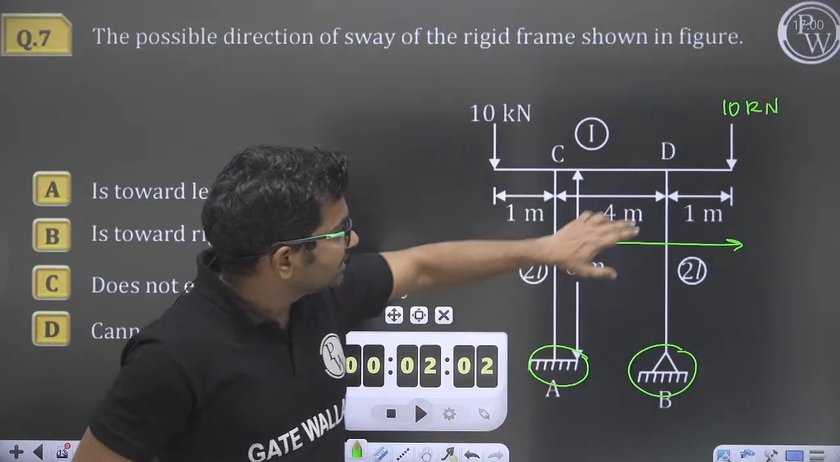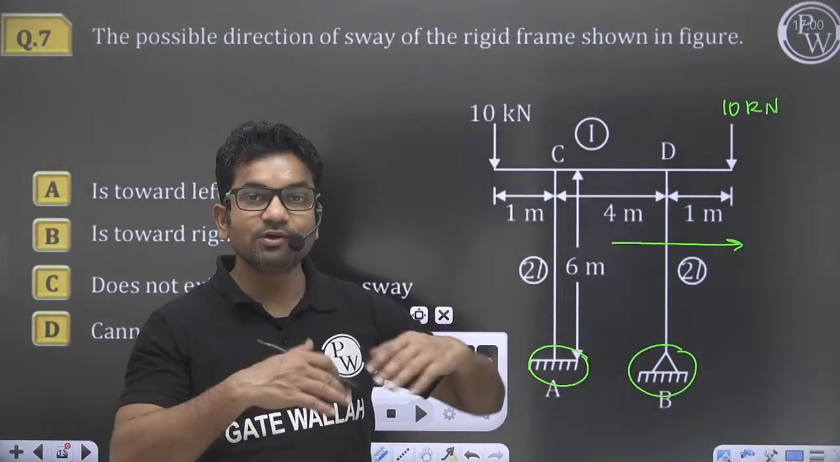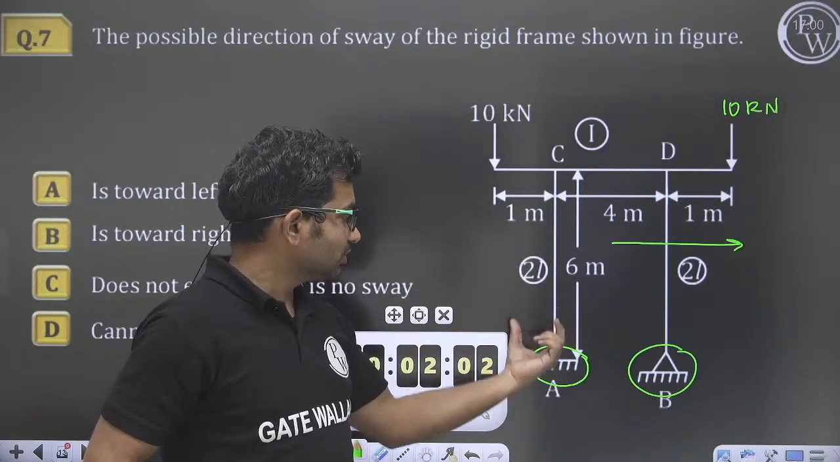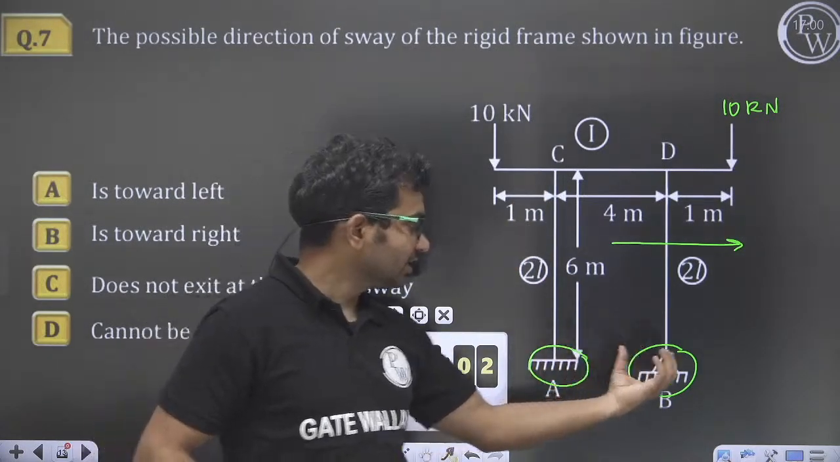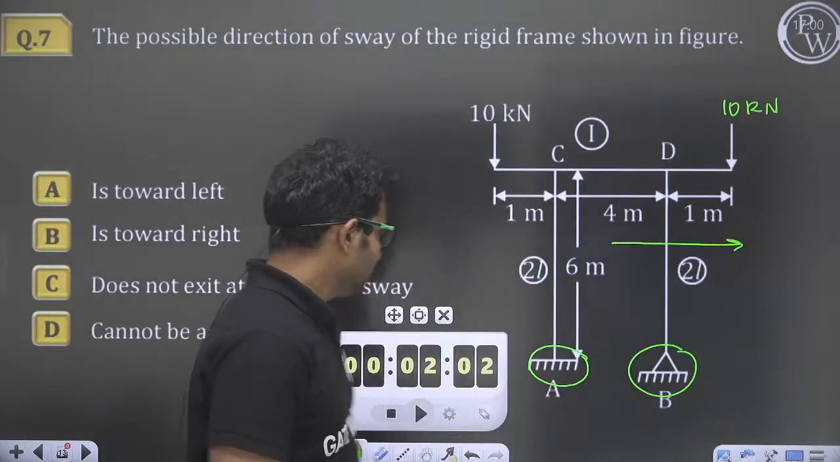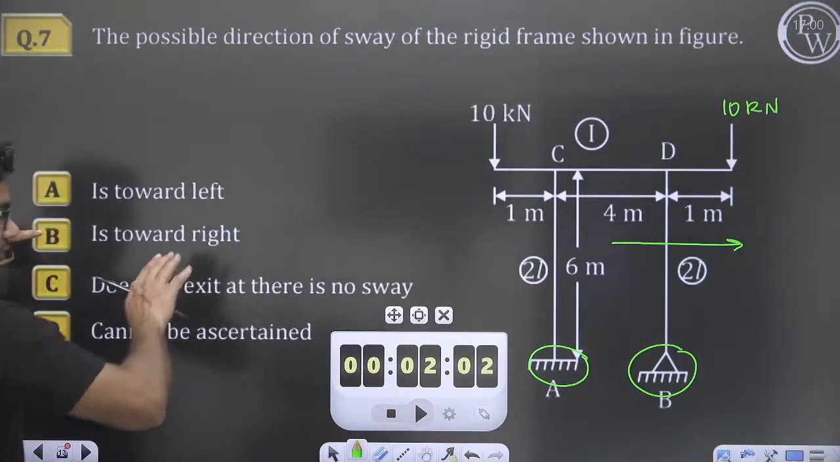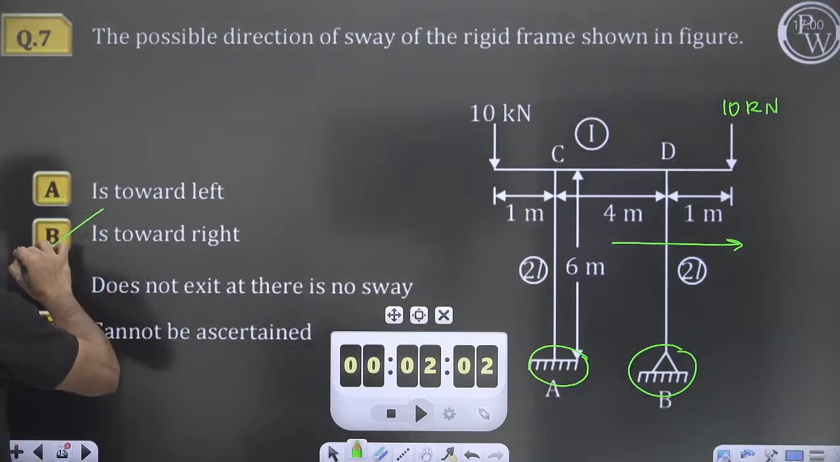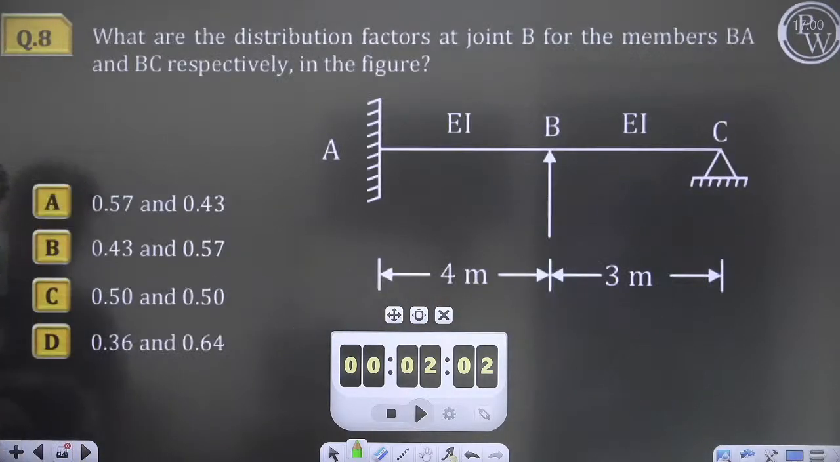So what happens is this member will appear to be weaker than this member, because this is having more flexural rigidity and this is having less flexural rigidity, so it will sway like this. So it will sway towards the right. Correct answer will be option B. Okay, let's move on to the next question. Try this question.